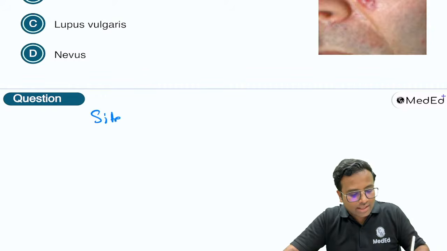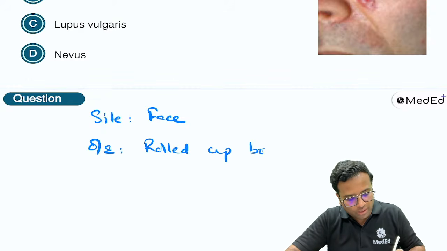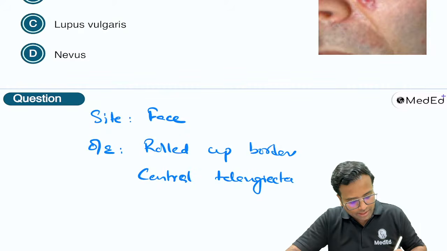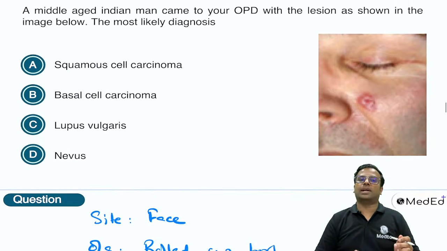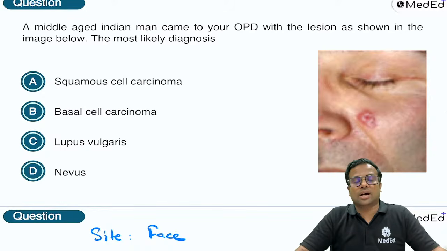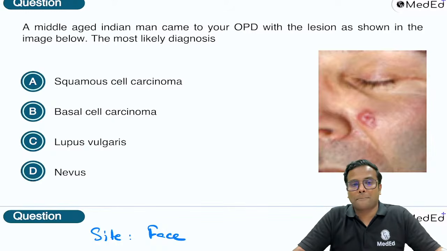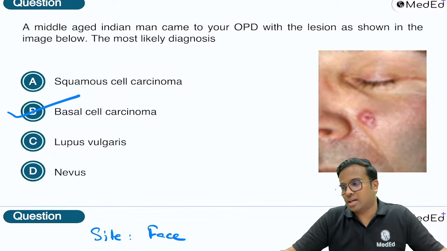One is the site, this is the face, and on examination I can see it has a rolled up border, and in the center you can see central telangiectasia. That is the red color that you can see in this image, right? Face, rolled up border, central telangiectasia. Now what comes to your mind? Is it a squamous cell carcinoma, basal cell carcinoma, lupus vulgaris, or a nevus? Very good. So this is going to be a basal cell carcinoma.